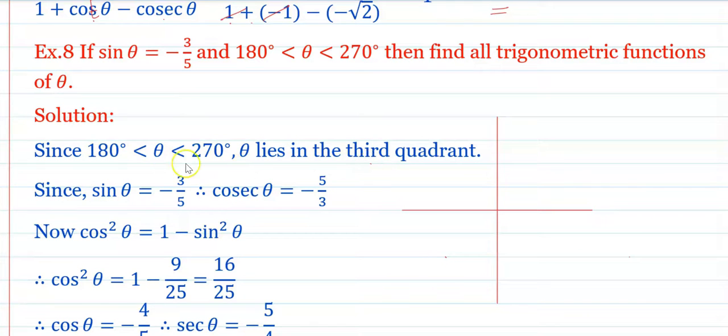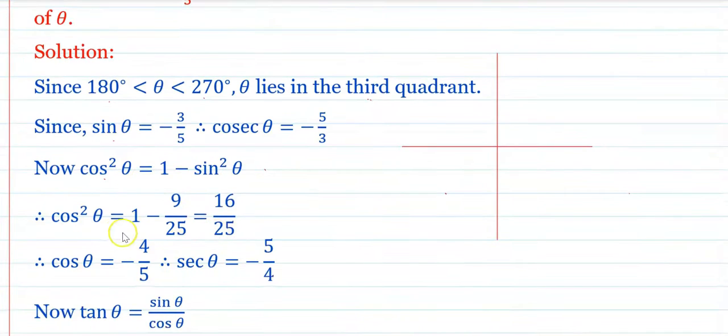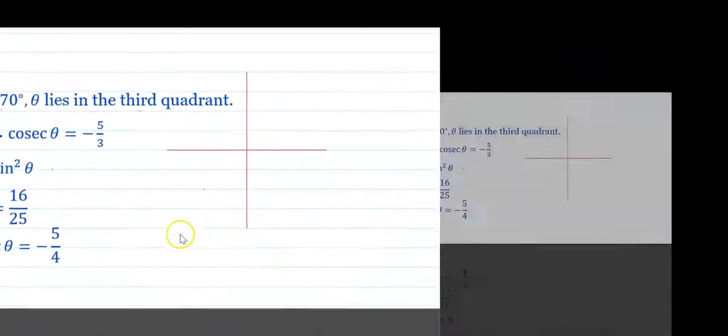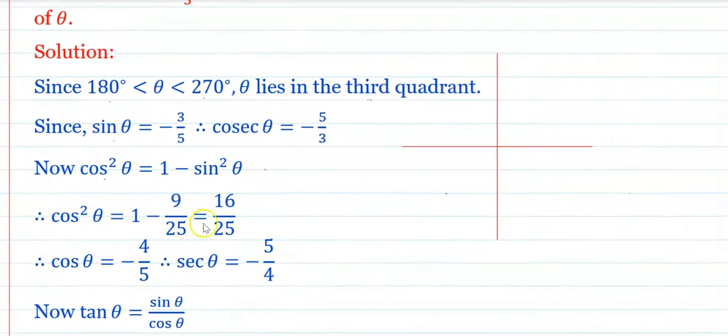As theta lies in 180 to 270, it lies in the third quadrant. Sine of theta is minus 3 by 5. Therefore, cosec theta is minus 5 by 3. Cos square theta is equal to 1 minus sine square theta. Substitute the value of sine theta, that is minus 3 by 5, whose square is 9 by 25. If you simplify 25 into 1 minus 9, you will get 16 upon 25.